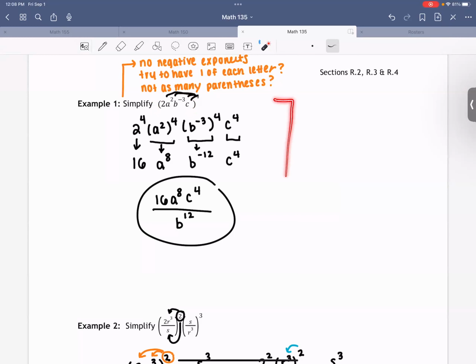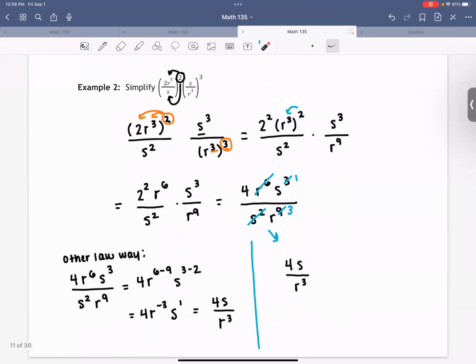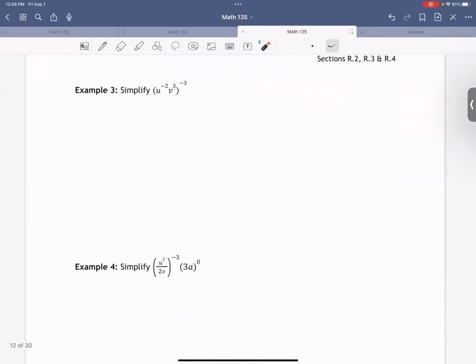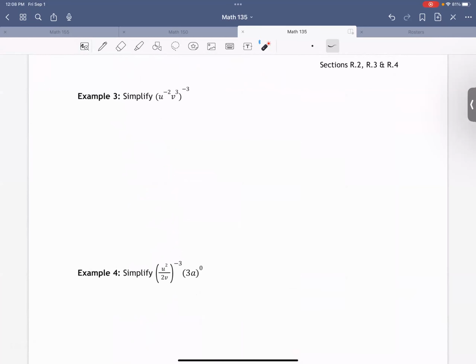So we started with example 1, which is a little bit easier. And we finished example 2. All right. So we used the laws in example 2 to simplify this one down as well. If you flip to the next page, we have 2 more examples.